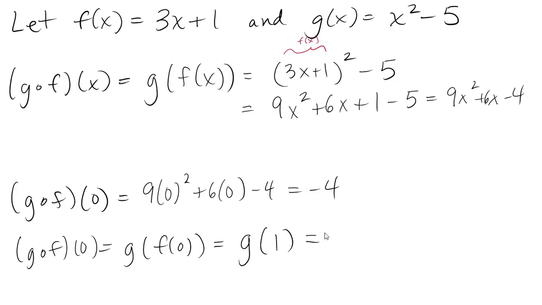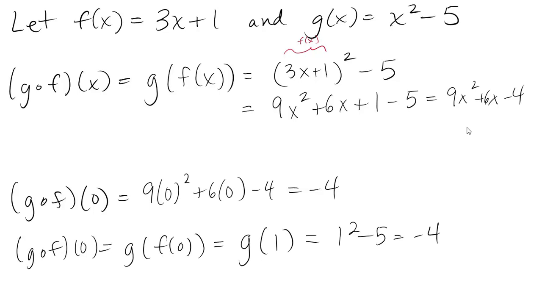And now I plug 1 into the function g, I get 1 squared minus 5, which really is -4. I get the same answer either way. It was kind of silly to do it the second way because we had already come up with the general formula, but this verifies that you get the same answer doing it either way.